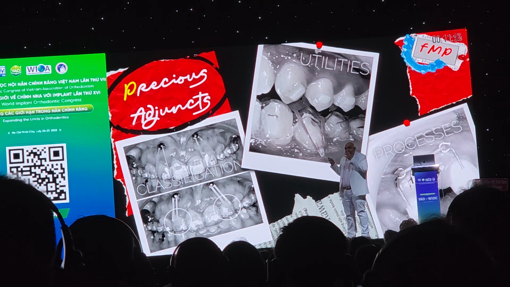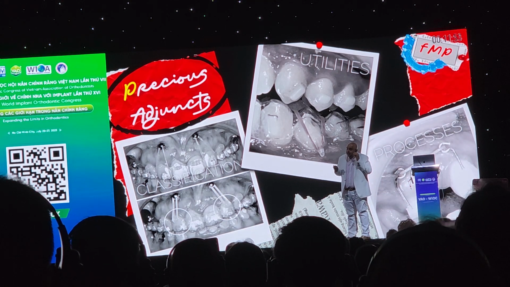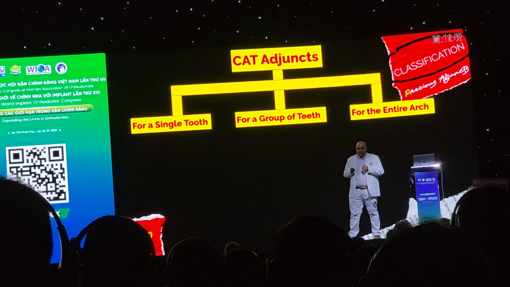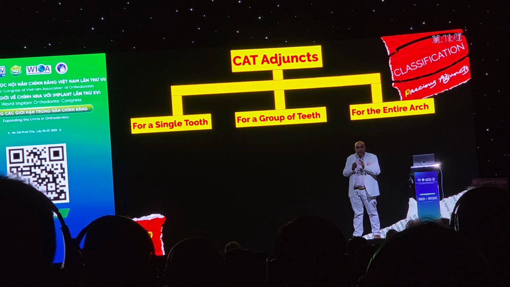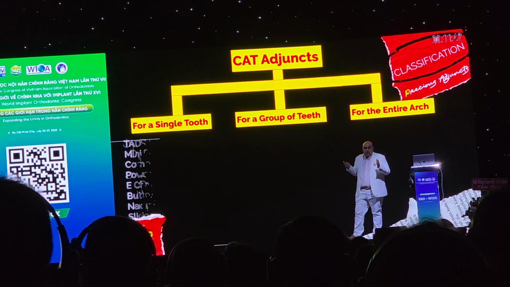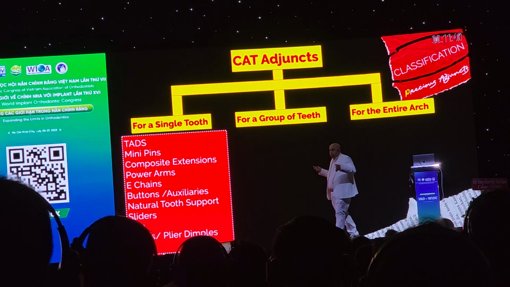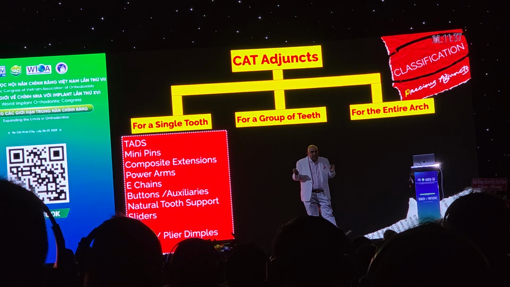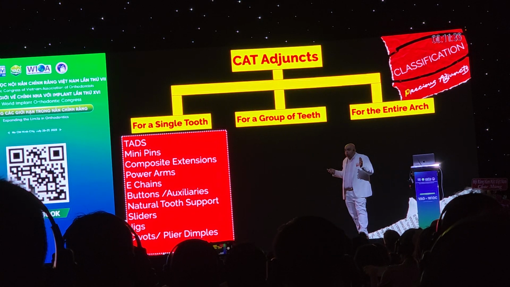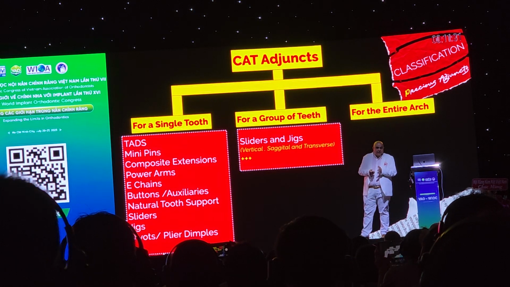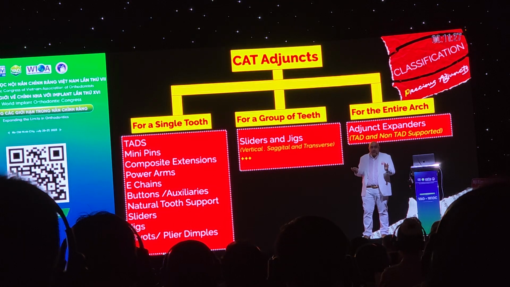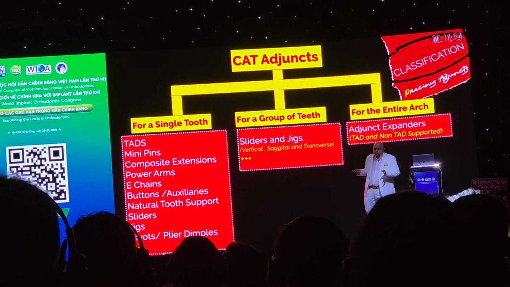I am essentially a classroom teacher, so I like to classify things. We will look at different utilities and then process this. My first classification for an adjunct with clear aligners would be whether you're using it for a single tooth. So you can have tags, mini pins, composite extensions, power arms, keychains, buttons, divots, jigs. Please feel free to take pictures of these slides. For a group of teeth, sliders and jigs. And for the entire arch, you can have adjunct expanders, both TAD and non-TAD supported.